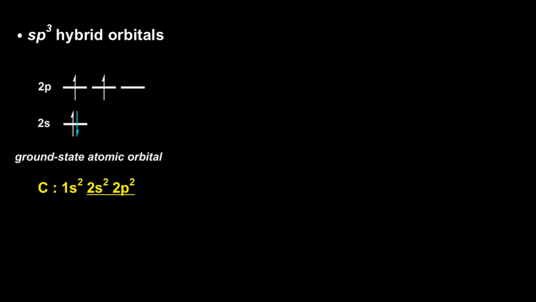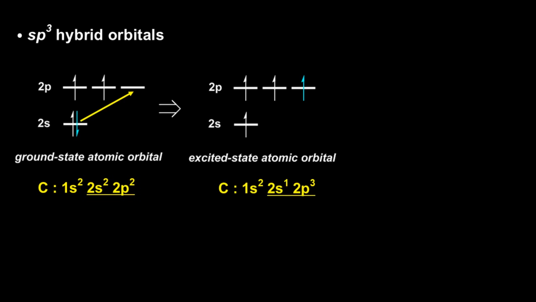But here's the problem. If carbon only has 2 unpaired electrons, then it could only make 2 bonds, right? But we know that carbon can form 4 bonds, not 2. So clearly, something has to change. To fix this, one of the 2s electrons jumps up to the empty 2p orbital. This is what we call excitation.